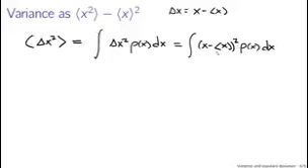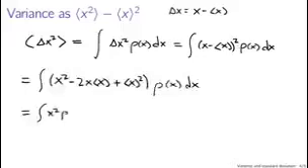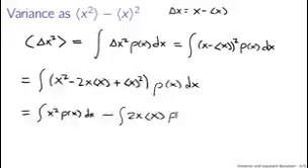I can expand this out, and I'll get the integral of x squared minus 2x expected value of x plus expected value of x quantity squared, rho of x dx. And now I'm going to split this integral up into three separate pieces. First piece, integral of x squared rho of x dx. Second piece, integral of 2x expected value of x rho of x dx. And the third piece, integral of expected value of x squared rho of x dx.